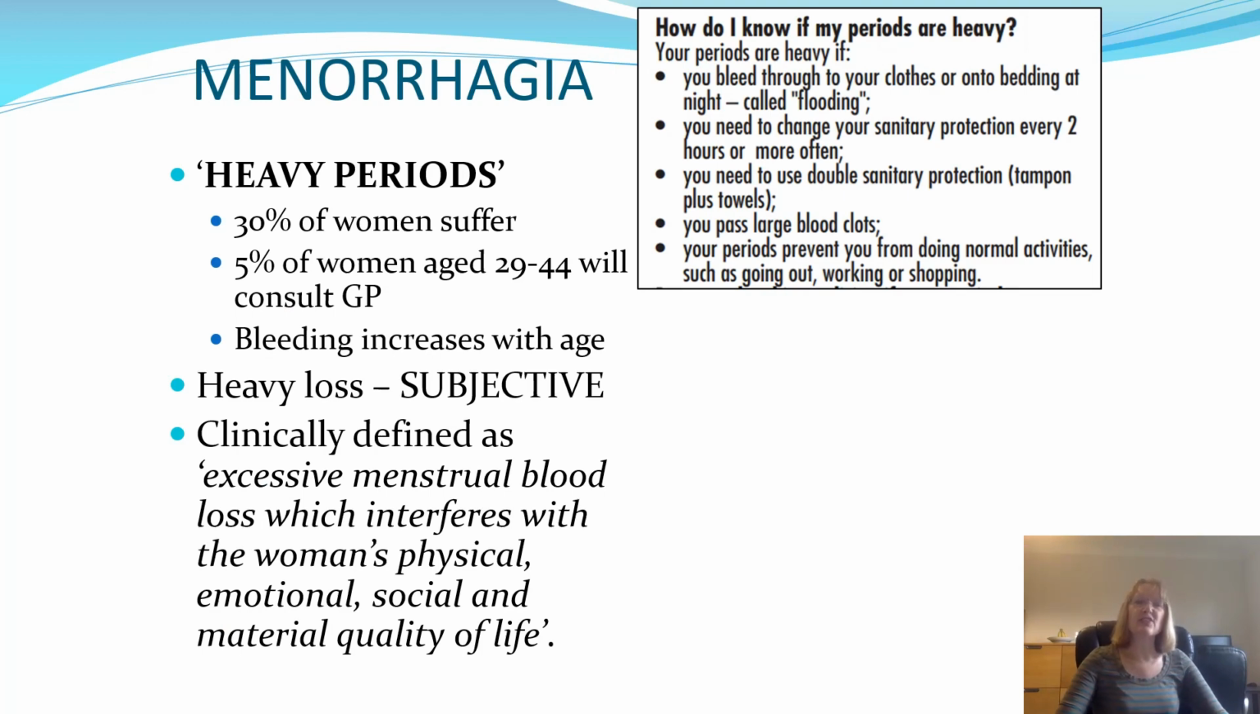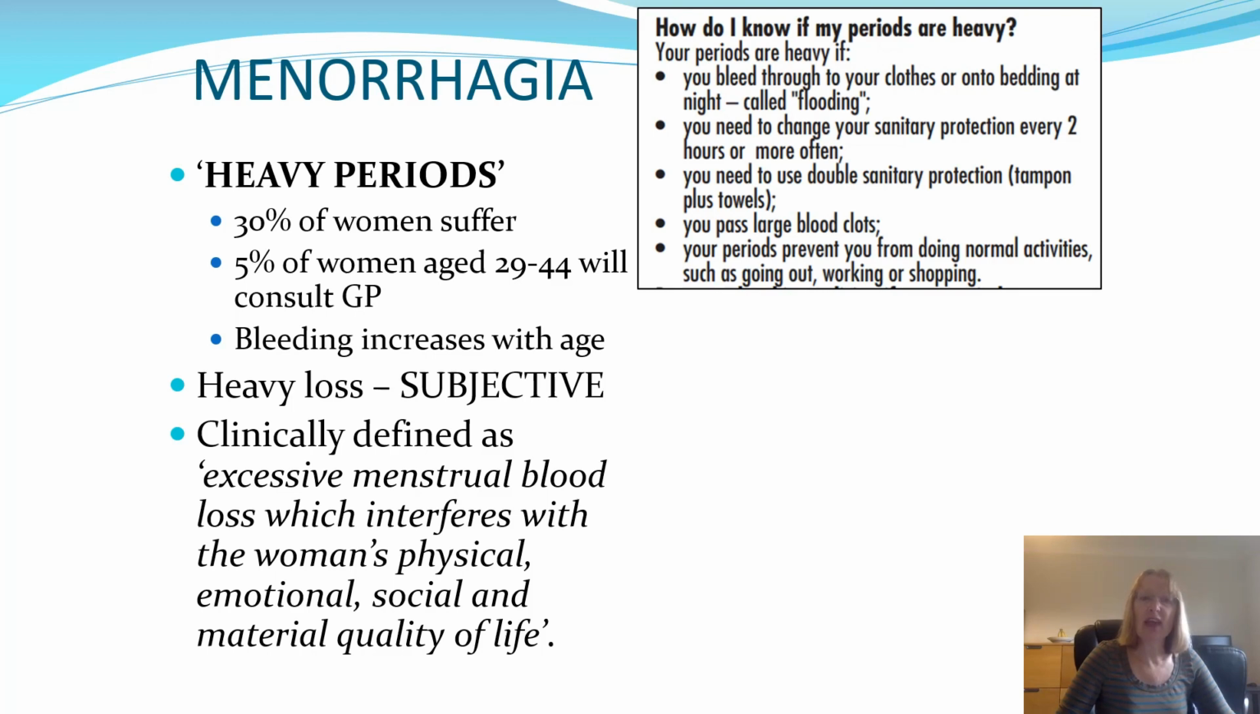Okay, then going on to the next condition, which is menorrhagia, also known as heavy periods. This again is very common. 30% of women have it, and 5% of women between 29 and 44 will consult their GP about it. Bleeding increases with age. People start having periods from around the age of 12, possibly even younger, some even as young as 8 years old, and then they go all the way up to somewhere between 45 and 55 years old before their periods stop. And as you get older, it gets worse.